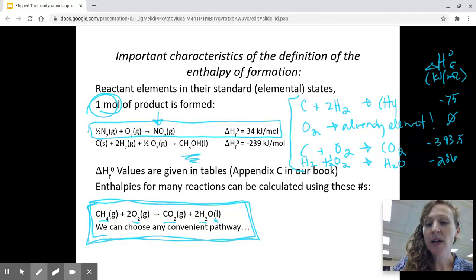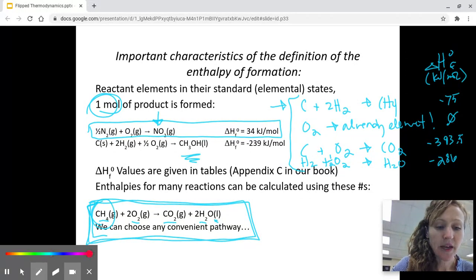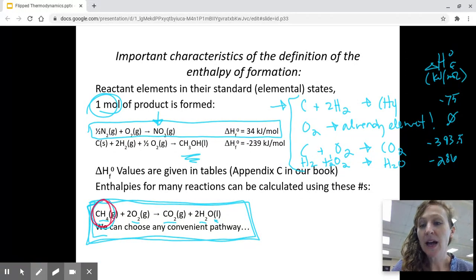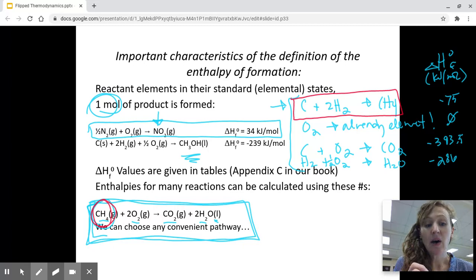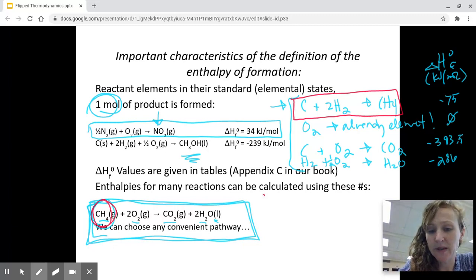So I'm going to look at this first one. I want methane. Here, let me use a different color. I want methane. Right? But I want methane as a reactant, not a product. In the current reaction that I have for methane, methane's a product. I want it as a reactant. So I'm going to have to flip this. Now I want one methane and I have one methane, so I don't have to multiply it. So all I'm going to do is flip it. CH4 goes to C plus 2H2.